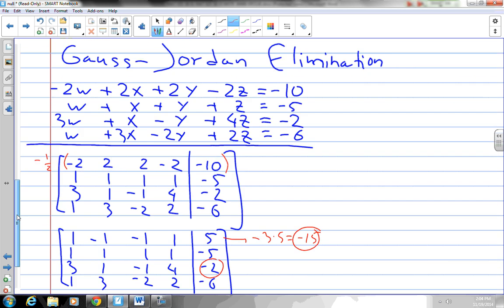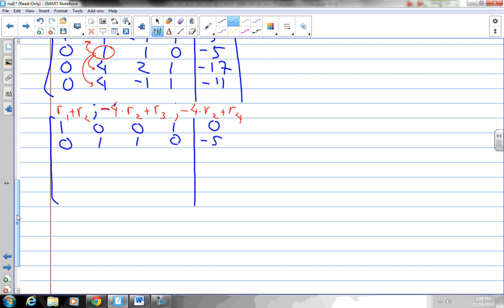So why is it jumping? Okay, so it's 0, 0, 0, 0. Now, row 1 times negative, sorry, row 2 times negative 4. So it's 1 times negative 4 is negative 4, plus 2 is negative 2. 0 times negative 4 is 0, plus 1 is 1. Negative 4 times negative 5 is positive 20, minus 17 gives me 3. So that's my new row 3.